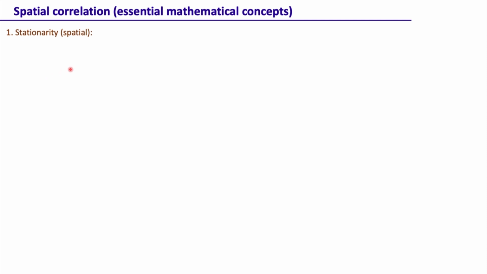So first is stationarity, and of course we looked at this concept, and here we are looking at the stationarity in the spatial degree of freedom. That means something that doesn't change as a function of space. So stationarity is defined as when all the correlation functions are independent of the space origin. That means space can be shifted without affecting the correlation function.